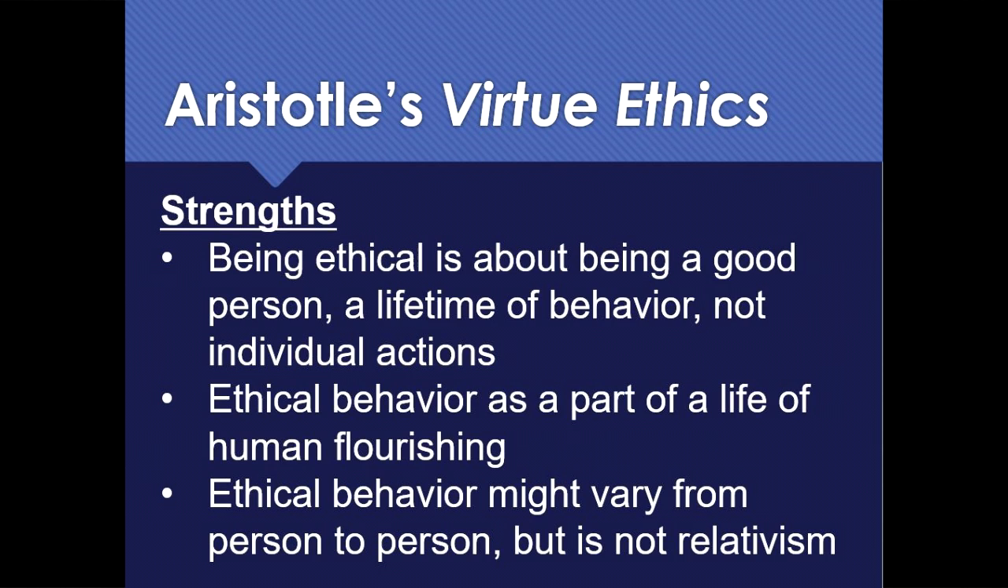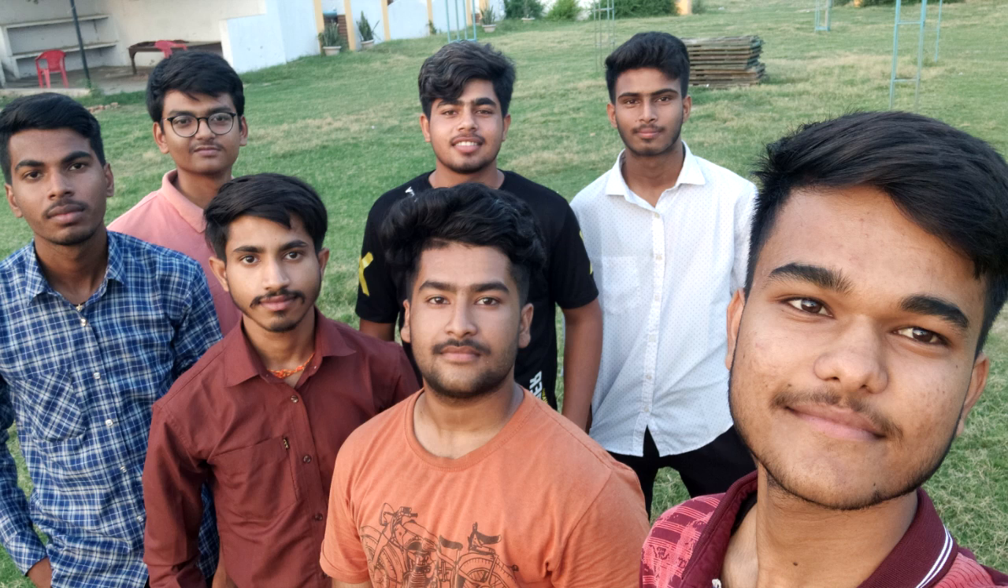So each of the ethical theories has certain strengths and areas in which they perform well and certain areas in which they don't perform as well. What are some of the strengths of Aristotle's virtue ethics? One of its strengths is that being ethical is about being a good person, a lifetime of behavior, not just individual actions. Ethical behavior then becomes part of a life of human flourishing, and ethical behavior may vary from person to person, but it's not relativism. Instead, it depends on what the virtuous person would do in that particular situation.